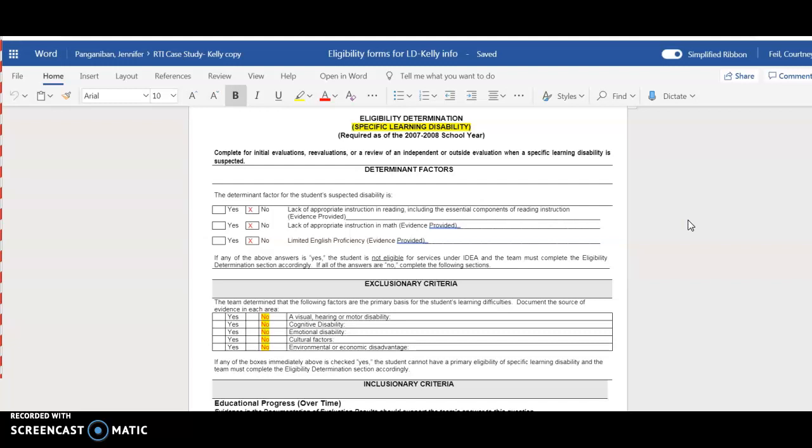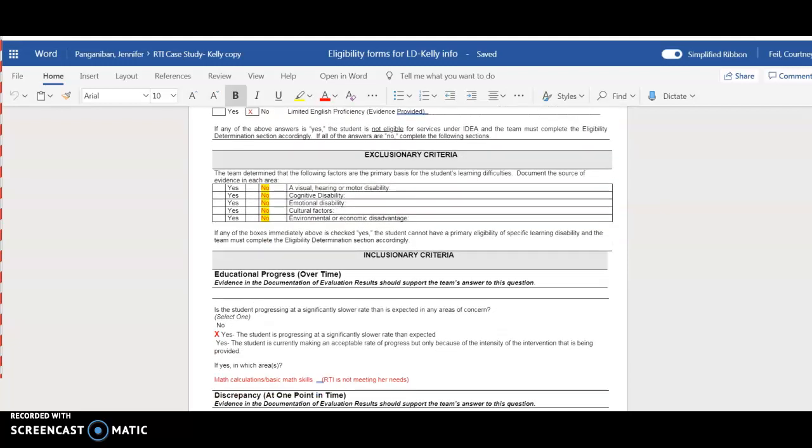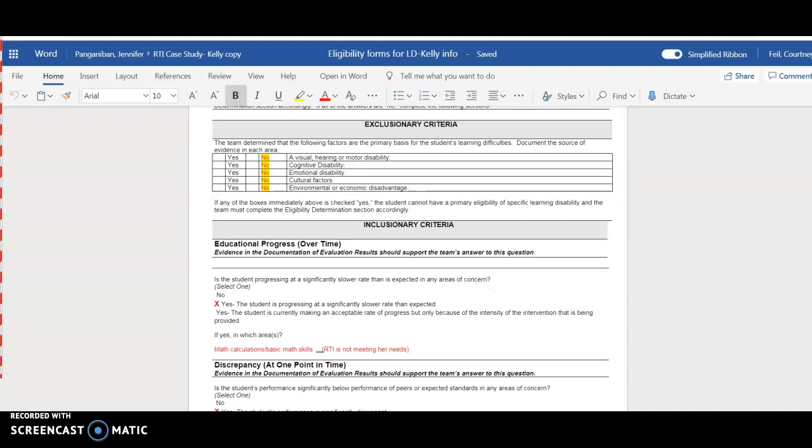So the first 2 are saying that after evaluating the student, either a lack of appropriate instruction in reading or a lack of appropriate instruction in math are the reason that the student was suspected to have a specific learning disability. In Kelly's case, neither is true. She received appropriate instruction in both areas. The last is saying that the student was found to have limited English proficiency, and that is why it was suspected that the student had a disability. And in this case, again, for Kelly, the answer is no. There are no concerns about limited English proficiency. So because we checked no to all 3 boxes, we're going to move down to the exclusionary criteria.